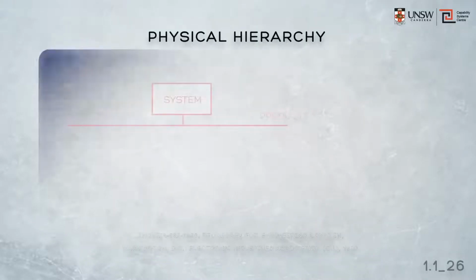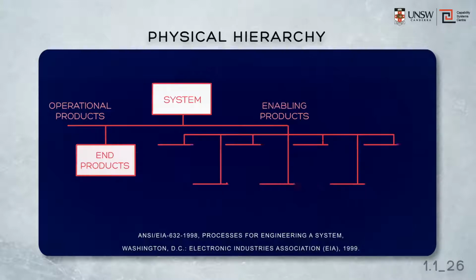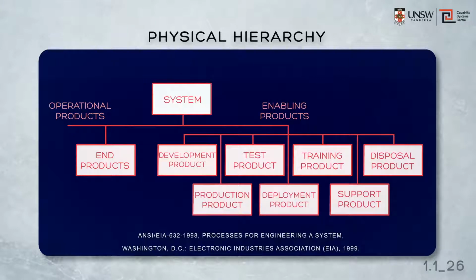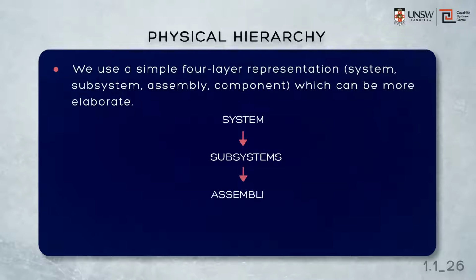In a physical sense, we saw earlier that a system can be considered to comprise operational or end products and enabling products. The end products of the system are also normally described in a hierarchy. Here we use a simple four-layer hierarchy. We can say that the top-level thing is the system, and it comprises subsystems, each of which comprise a number of assemblies, each of which comprise a number of components. And this then forms a physical hierarchy of the system. There are other terms in use, but these are probably the most common.